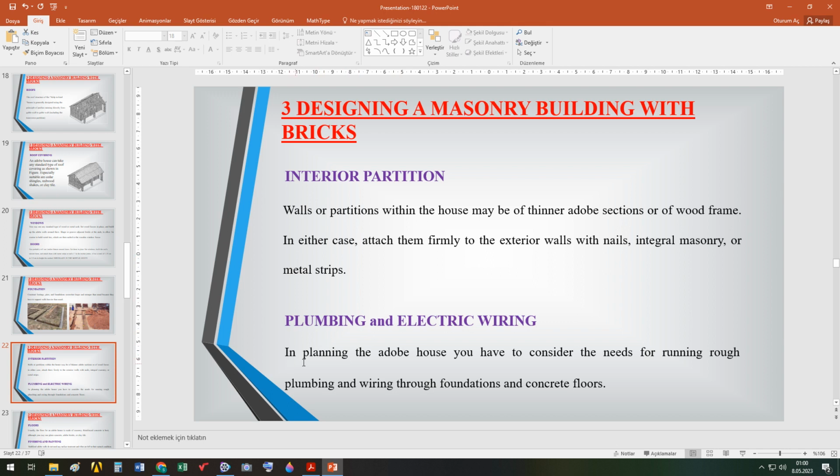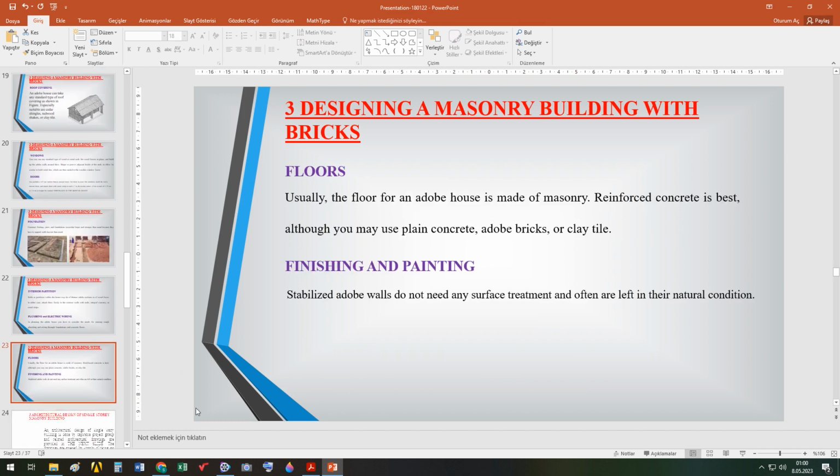Plumbing and electric wiring. In planning the adobe house, you have to consider the need for running rough plumbing and wiring through foundations and concrete floors.